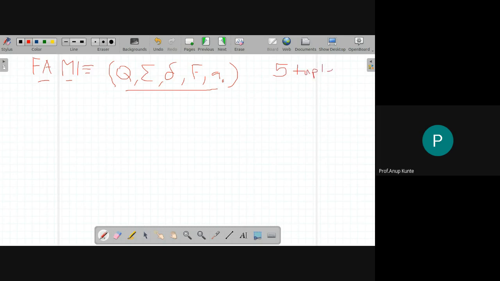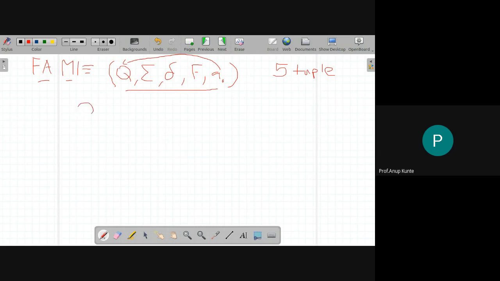A tuple is a data structure that houses different types of data. Q is a set, sigma is a set, F is a set. As I told you, the components of these 5-tuples can be sets, functions, or elements. So Q, sigma, F, these are all sets. Delta is a function, and Q0 is an element from the set Q. Now we'll understand what they are one after the other.